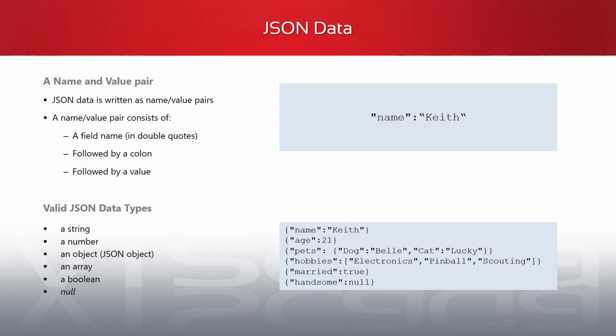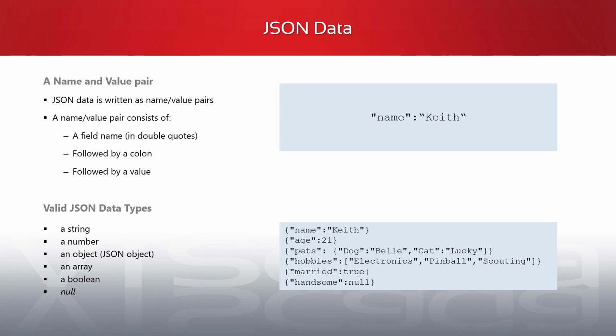And let's break that down even further. So the name value pair has a name, which is surrounded by double quotes, followed by a colon, followed by some value. And in this case, I've got the value Keith. I've just noticed that the font of the quotation marks around Keith seems to have been changed by PowerPoint, but nonetheless, it is simply just double quotation marks.